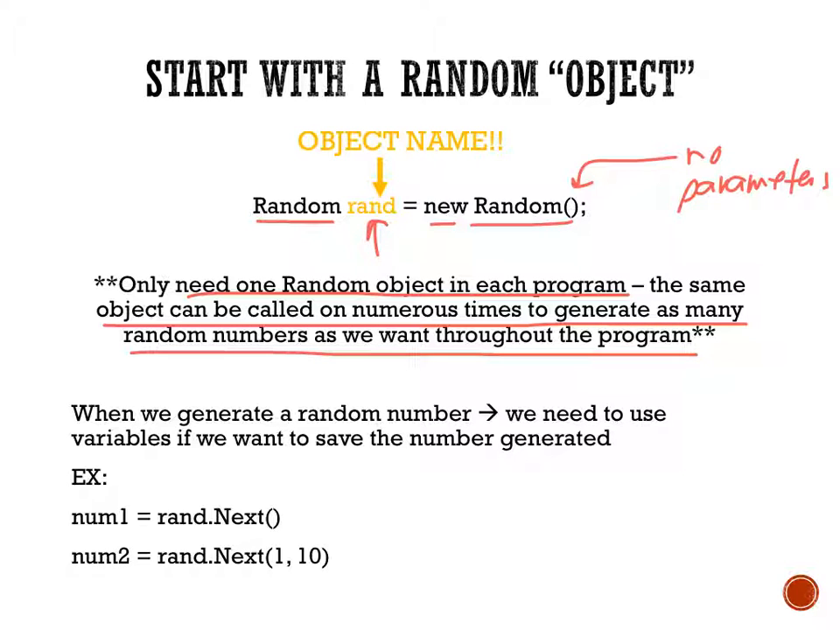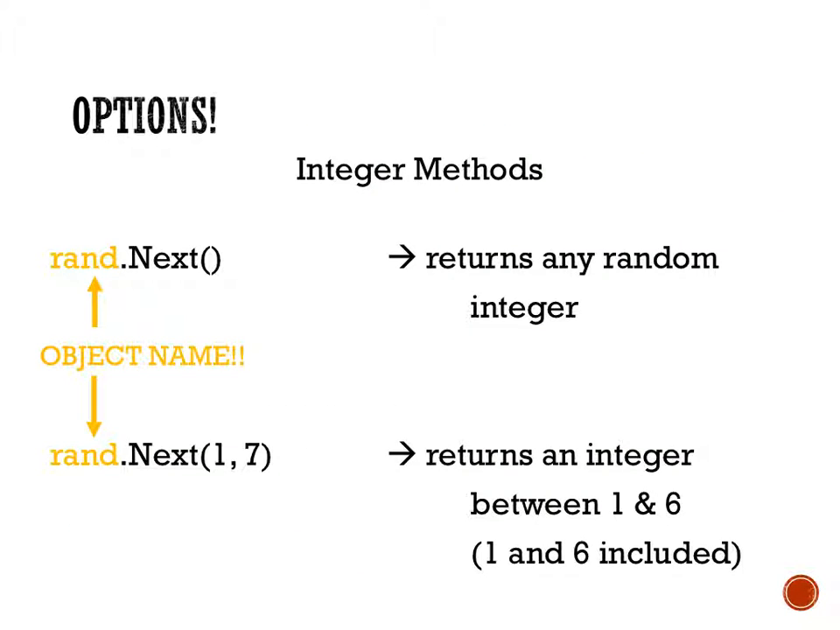Now, when we generate a random number, we will need to use variables to save that number. I'll talk about all the different options we have for creating random numbers on the next few slides. But what you'll notice here is that when we create that random number, we should always be saving it inside of a variable. Here I'm creating a random number using the next method, and it's saving inside of num1. Here it's saving inside of num2. There's really no point in using the random number generator if you don't actually save that value somewhere. So on the next few slides, we are always saving that value inside of a variable.